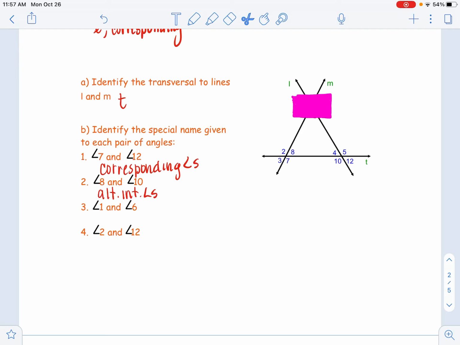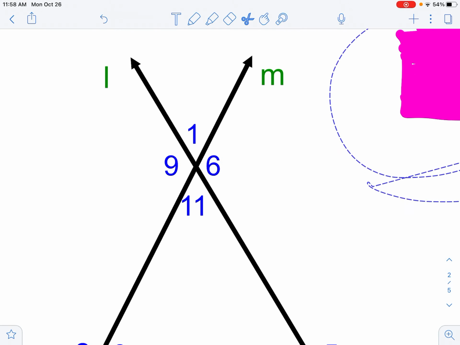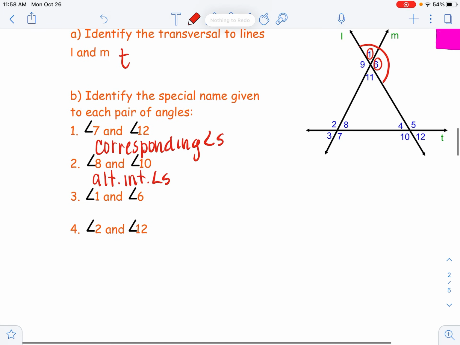Okay, next I'm looking for 1 and 6. So 1 and 6 are both in this group. So realize if they're both in the same group, they're not going to be alternate interior, alternate exterior, same side interior, or corresponding. So I want to say, okay, well, what can I say special about angle 1 and angle 6? If you look right here, they form a linear pair. So they are a linear pair.